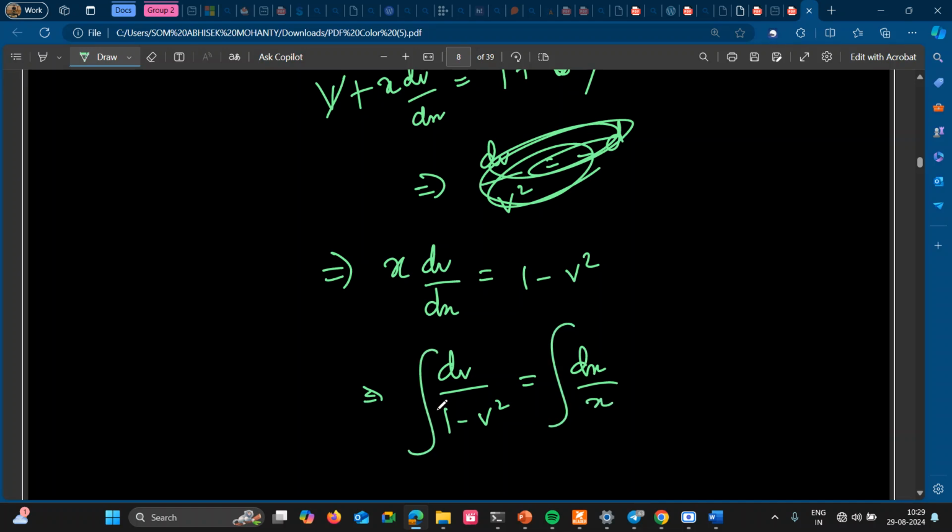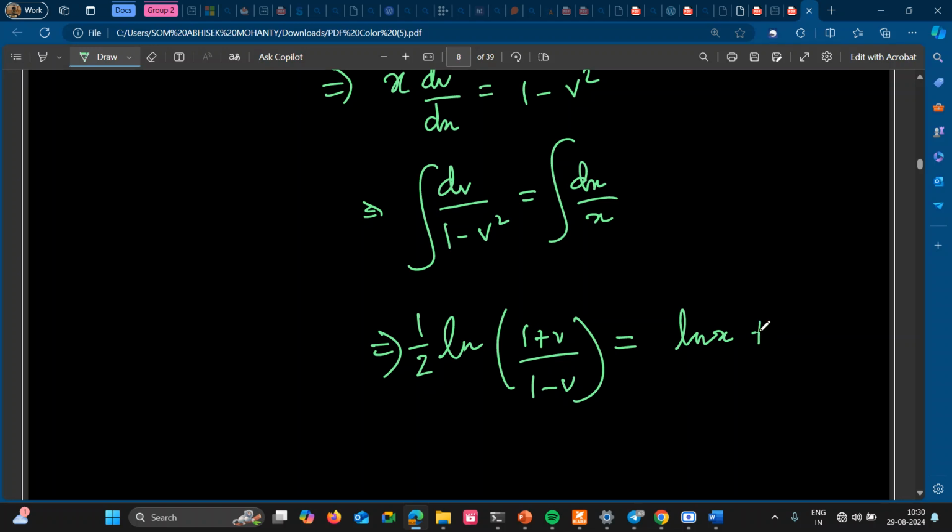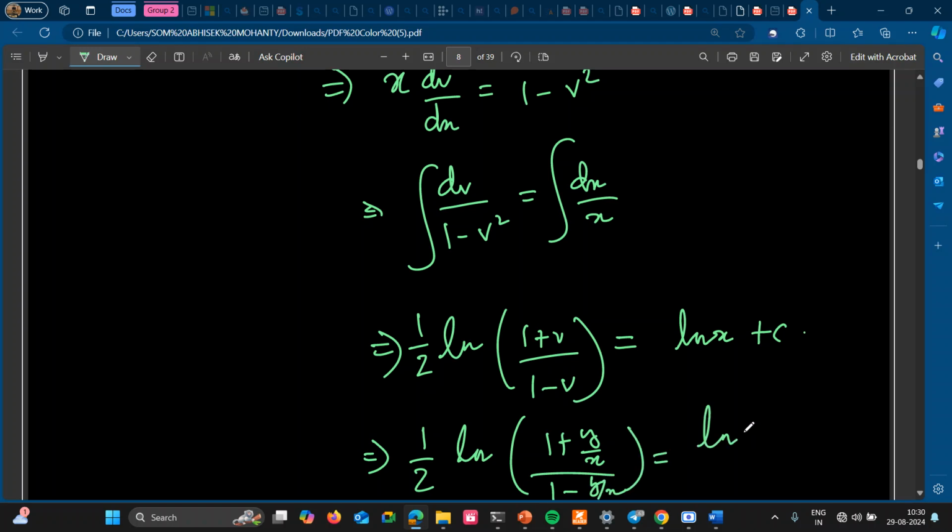Integration. What is the integration for this one? Do you remember this integration? This is a straight integration. It is half ln of 1 plus v by 1 minus v. Please remember this integration, so you don't have to expand it. It's already a long question. If you expand it more, it will take so much time. Now v is y by x, so 1 by 2 ln of 1 plus y by x by 1 minus y by x is equal to ln x plus c.